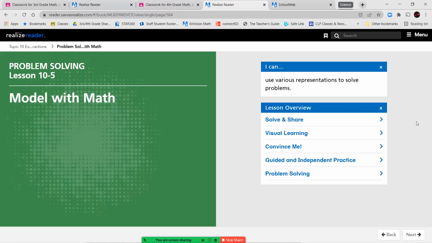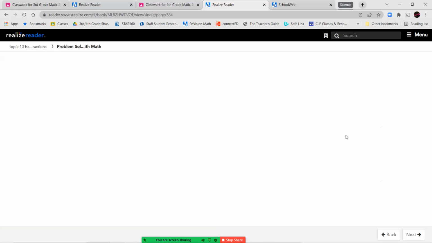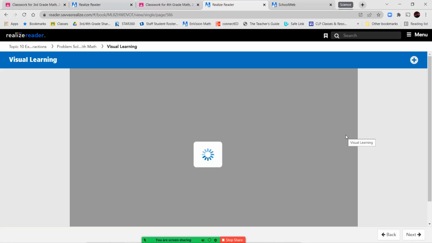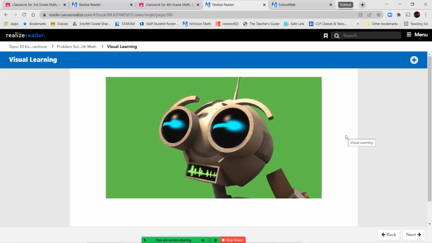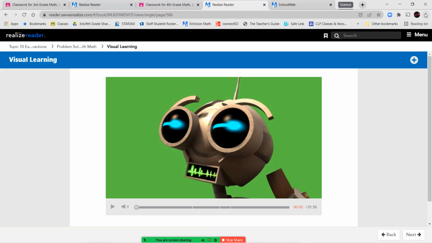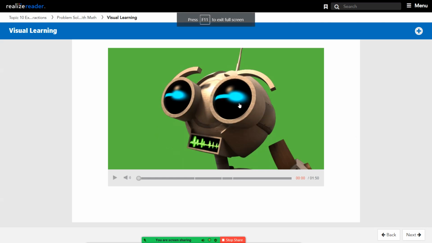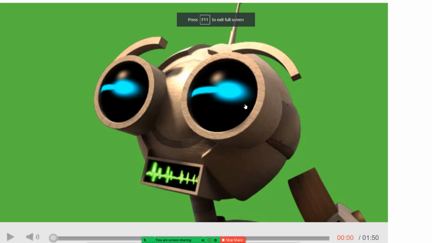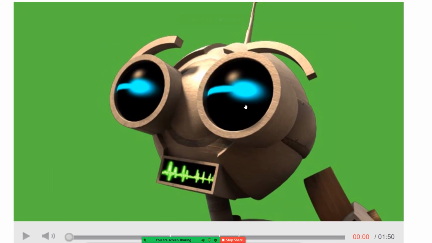This is your last lesson in topic 10, and we're going to work on modeling with math. So this is, again, using visual representations and drawings to help show what we're going to be doing. Let's go ahead and watch our short video lesson, and then we will jump into our notes and guided practice together as always.